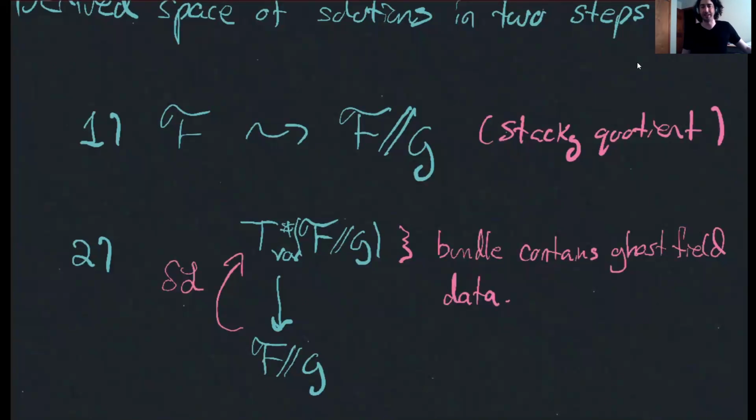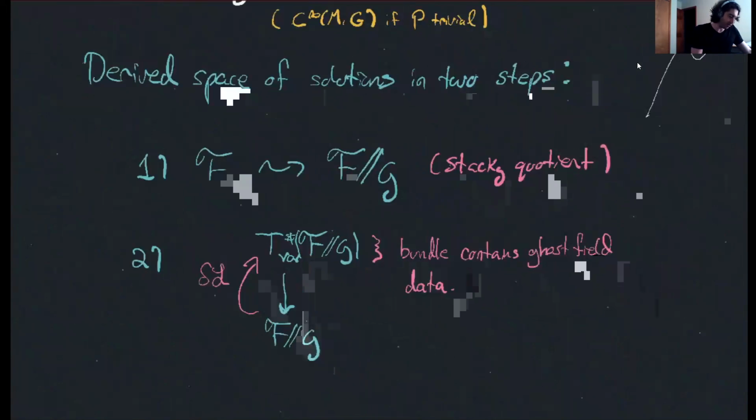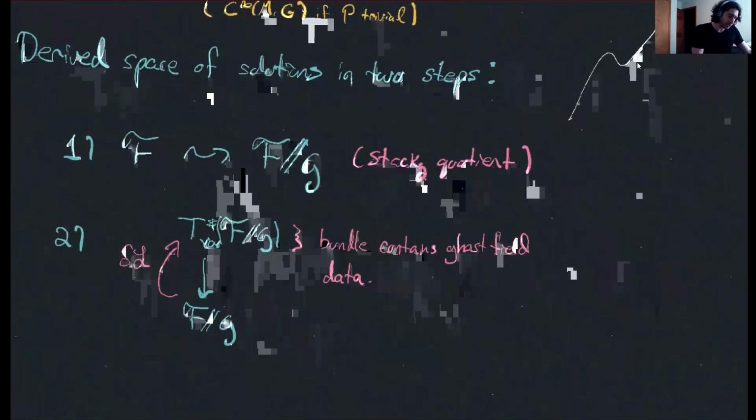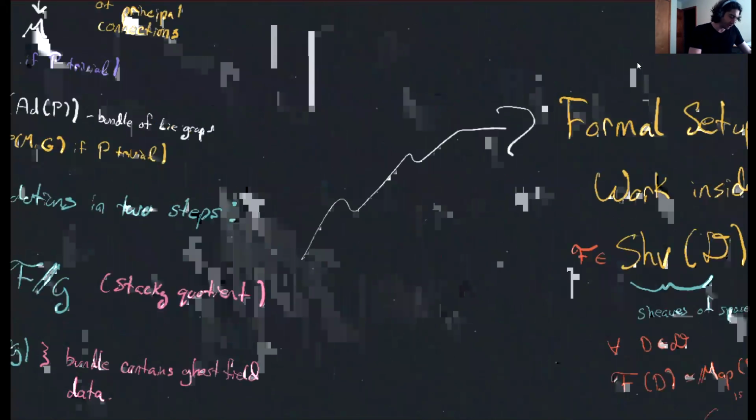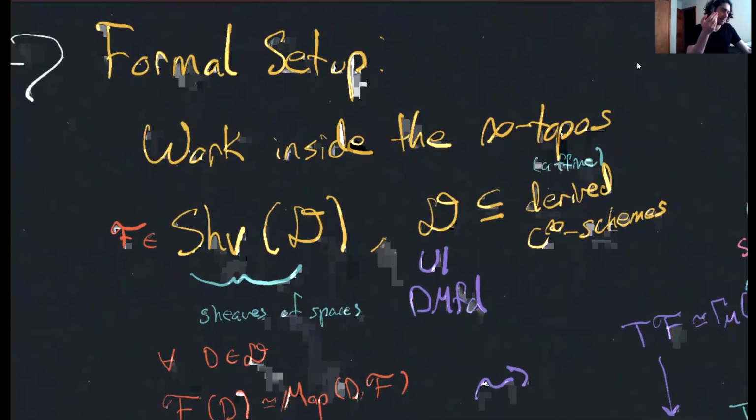So it takes care of the resolution in terms of Lie algebra cohomology and the anti-fields at the same time. Okay, so how do we formalize this? A formal setup is we work with sheaves over derived manifolds, and this would be a place where we can work.